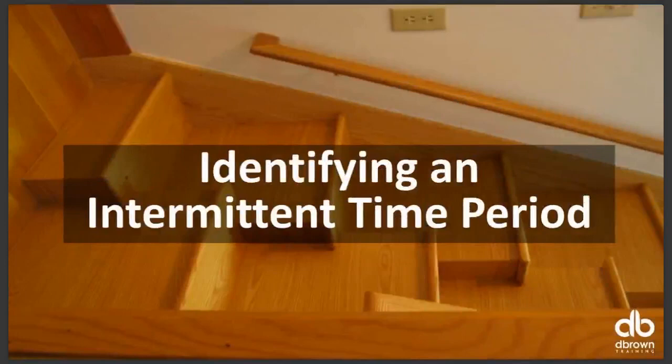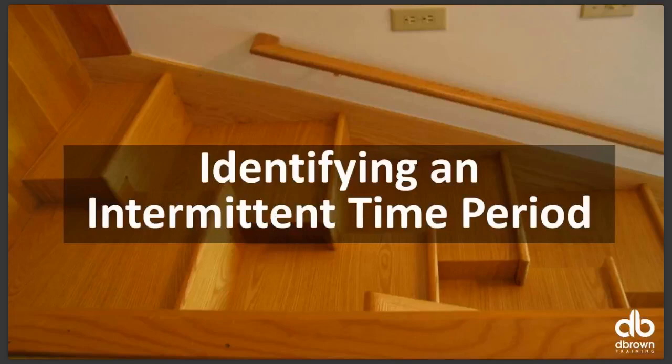Identifying an intermittent time period. So here we're going to identify. What about if they say something like, we're going to contribute equity every first quarter for the next 2 years, something like that in your model. How do you identify that? And then someone else changes, no, we're going to contribute equity every second quarter in the next 2 years.